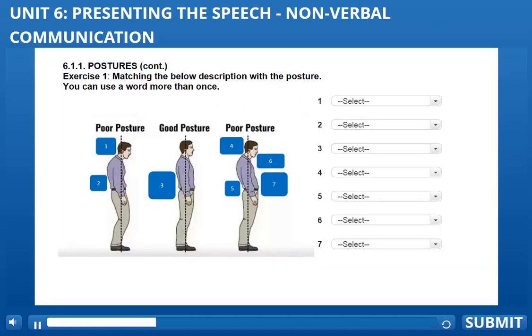Exercise 1. Matching the below description with the posture. You can use a word more than once.